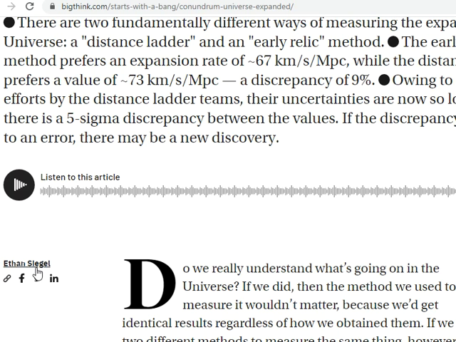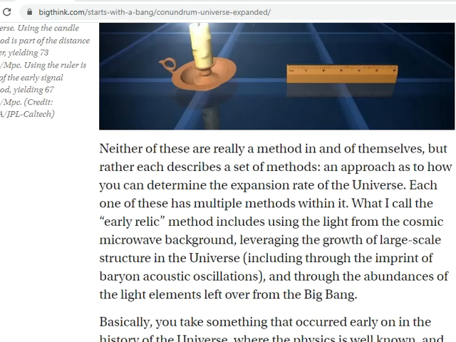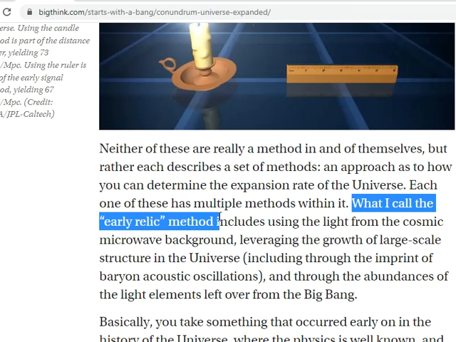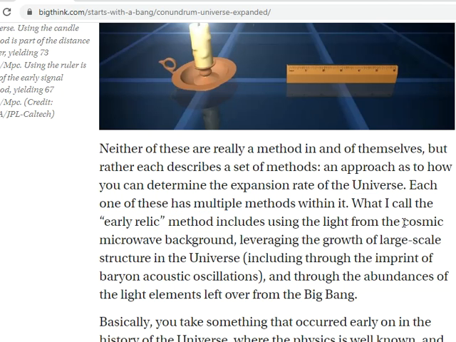Let me just credit Ethan Siegel with this article. I want to talk about things in terms of him because he refers to himself sometimes in this article. So, hello, Ethan. I want to credit Ethan with this important distinction. Ethan says that there is an early relic method, which includes using the light from the cosmic microwave background. I don't know if it actually does, I'm not sure how it does, but the CMBR is definitely an early relic.